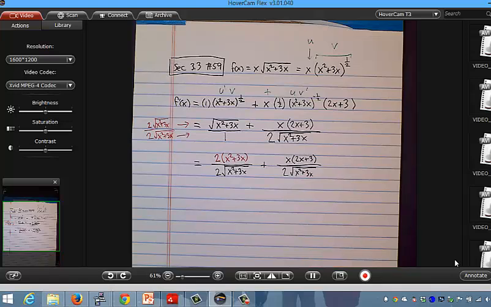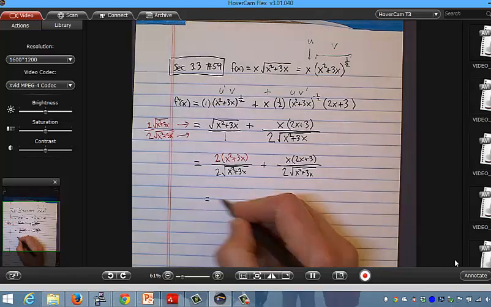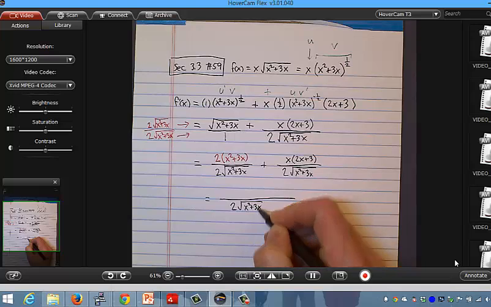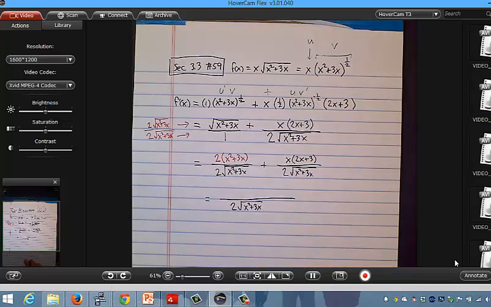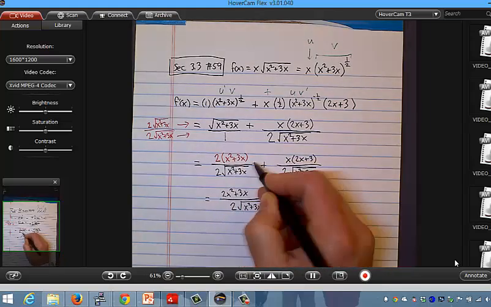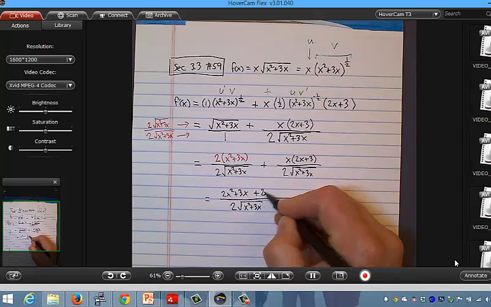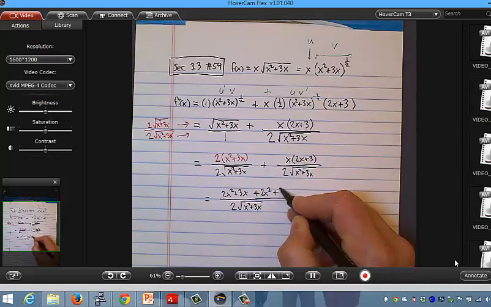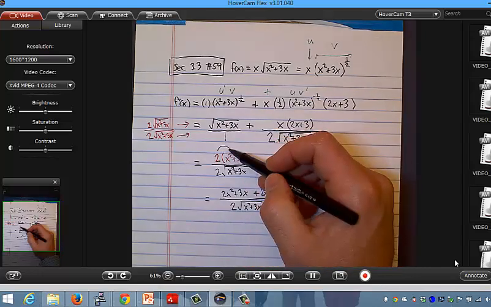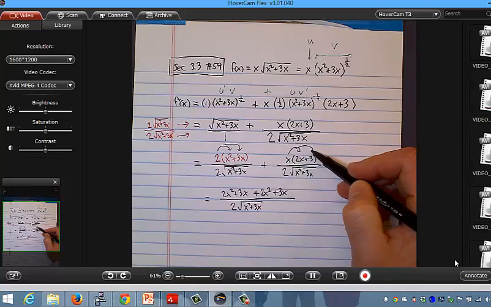Now I can add the fractions. All right, I add the fractions. Denominator stays the same, 2 square root of x squared plus 3x. Okay? Now how do you add those numerators? Well, I guess, let me distribute. I get 2x squared plus 3x from this piece, and I get plus 2x squared, plus 3x from this piece, right? So I just distributed the 2, and I distributed the x.